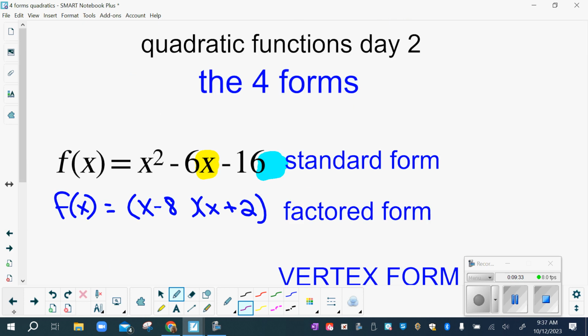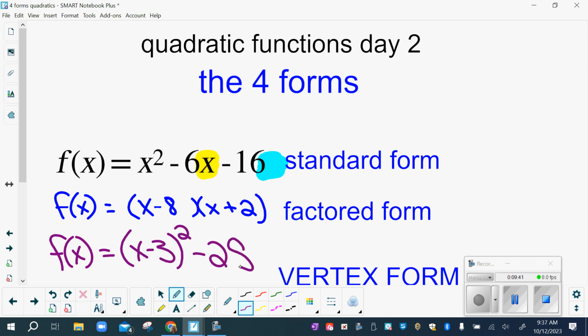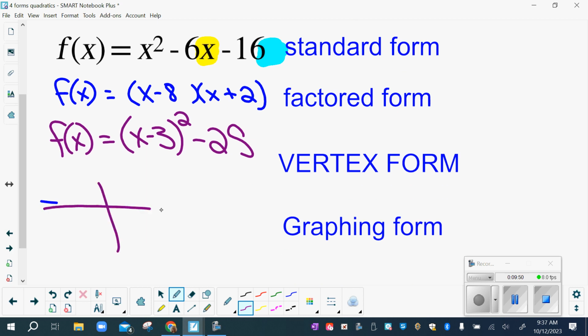If I was finishing this up, f of x is x minus 3 squared minus 25. I've done standard form, factor form, vertex form, and if I want to graph this, boom, like that. That's going to be 3. Easy. That's pre-calc. Pre-calc takes stuff we know and puts it all together so we can jump around, because sometimes this is useful, sometimes this is useful to solve it. So that's what it allows us to do.